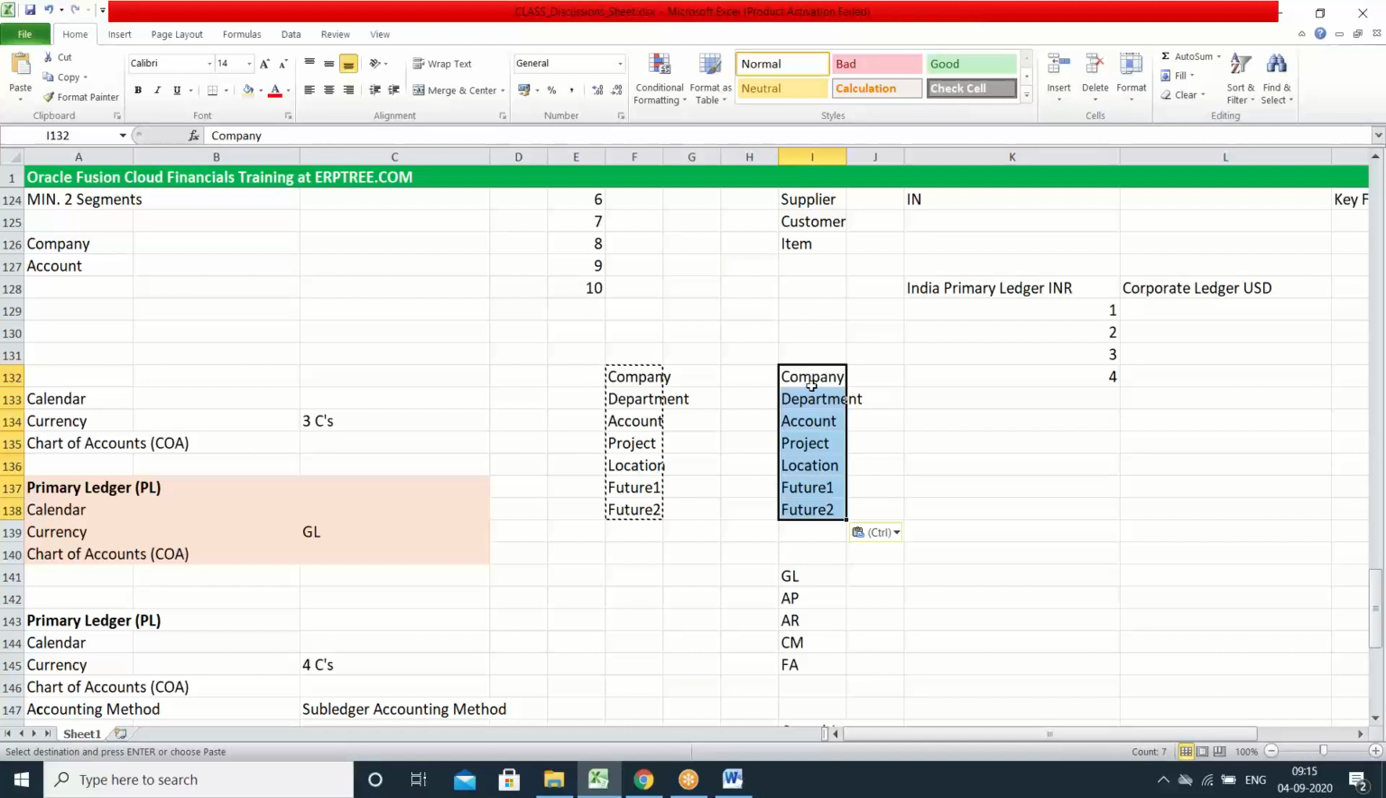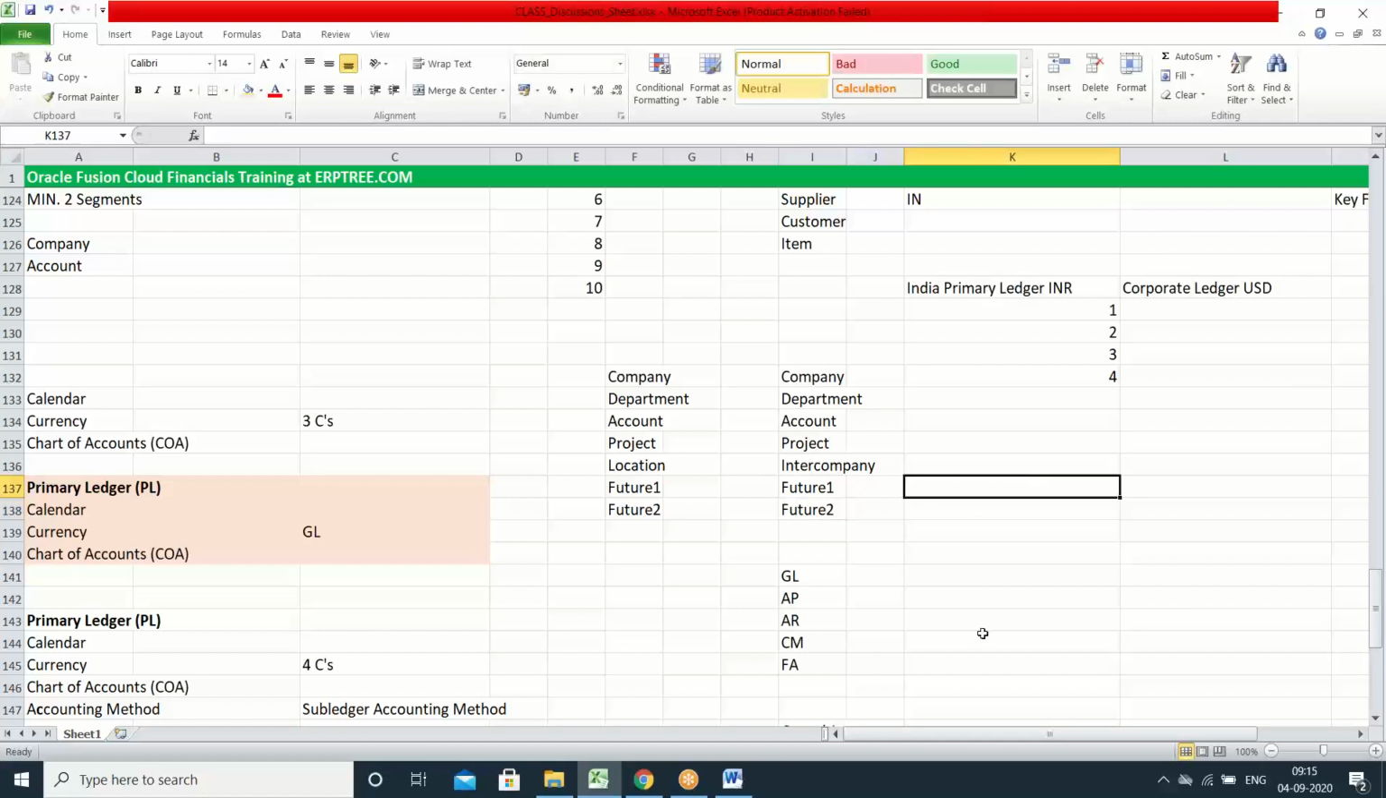Some clients say I don't need 2 future segments. In that case, you can create segments like this. Maybe they may need location, or else they can have a segment called intercompany. Intercompany means if they have 2 branches, sometimes there could be transactions between those branches, that means between the business units. In those scenarios, you need a segment called intercompany to track the transaction details at a detailed level. So you can have segments: company, department, account, project, intercompany, future 1, and if they want, future 2 also.